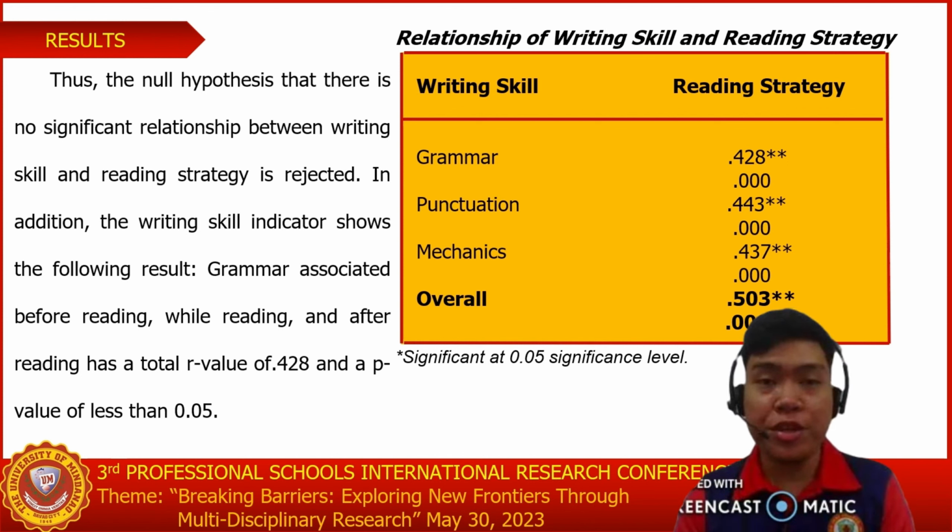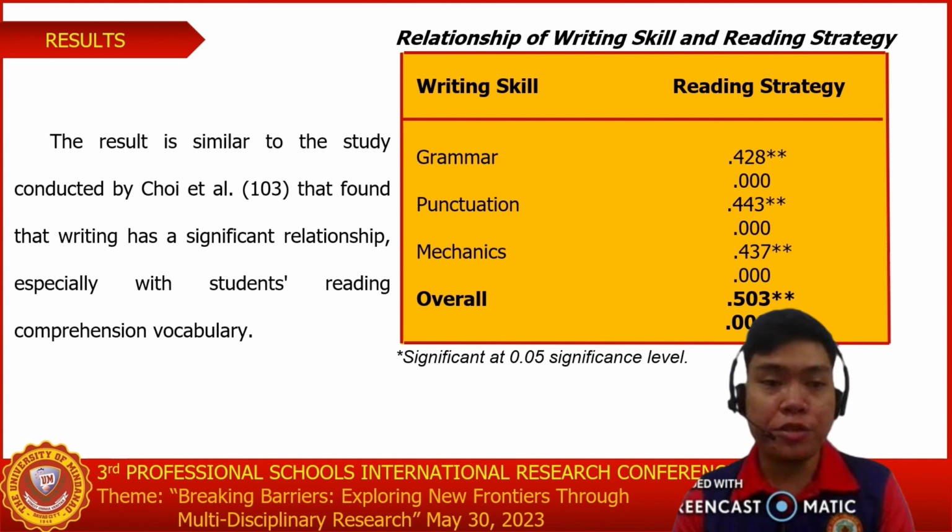Grammar associated before reading, while reading, and after reading has a total R value of 0.428 and a P value less than 0.05. The result is similar to the study conducted by Choi et al. that found that writing has a significant relationship, especially with students' reading comprehension vocabulary.